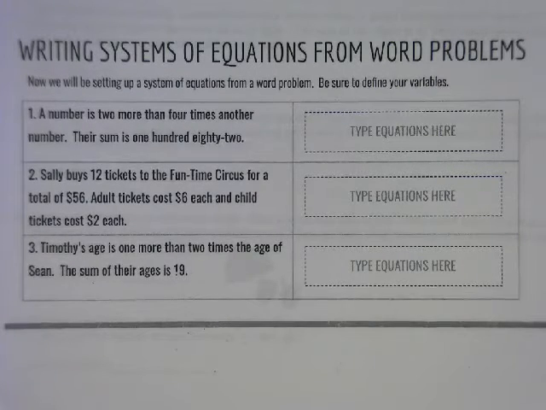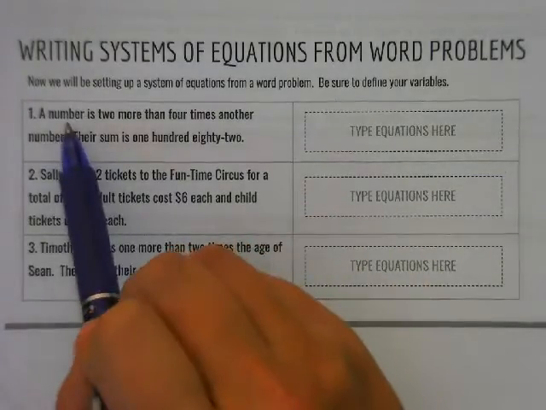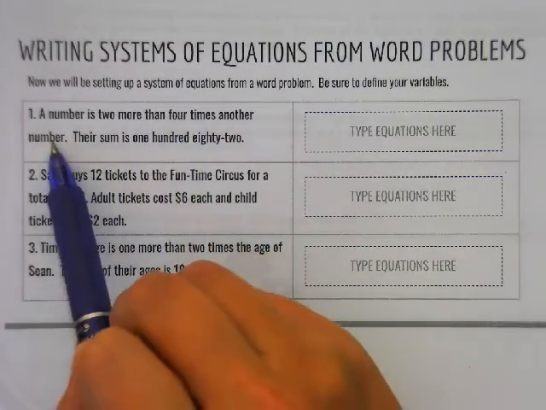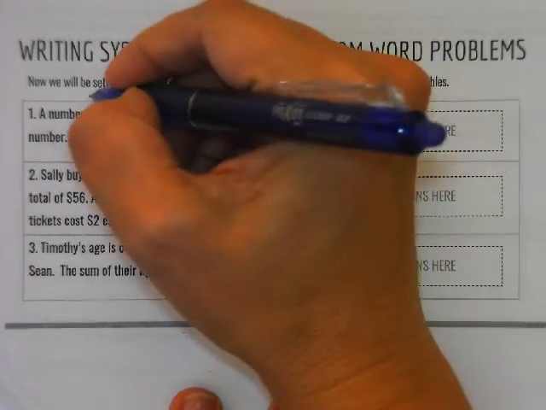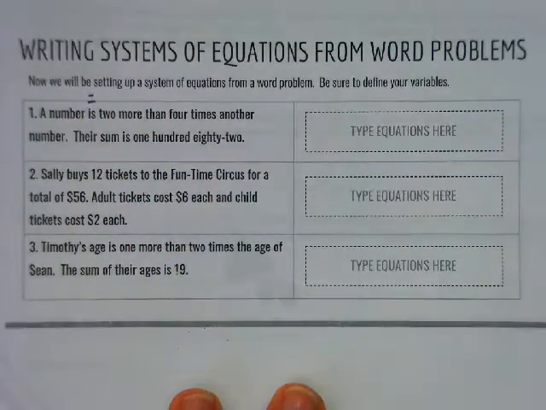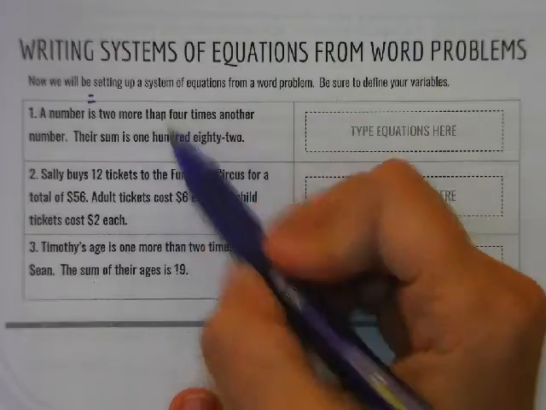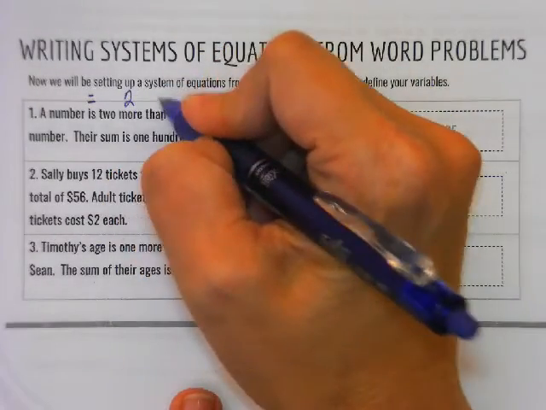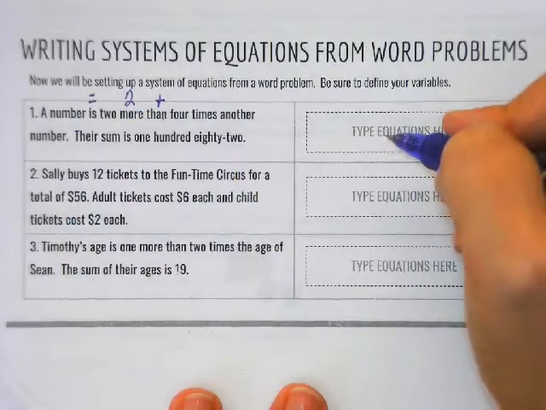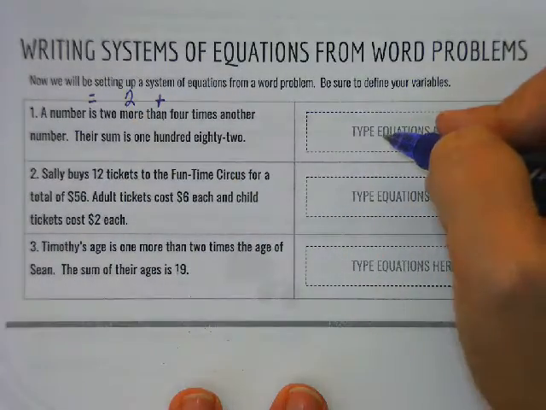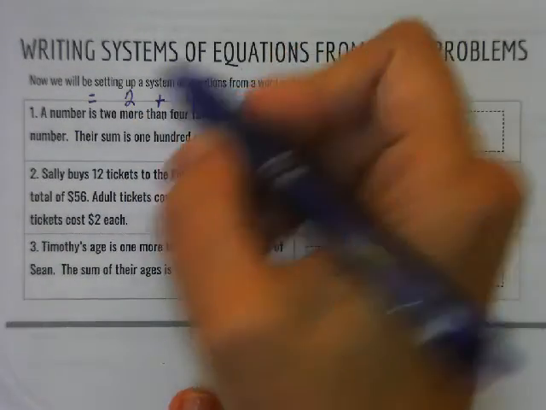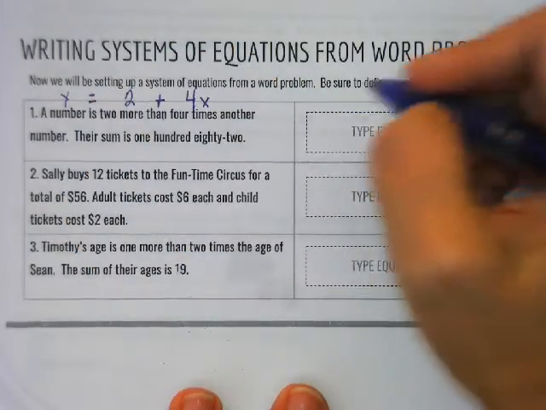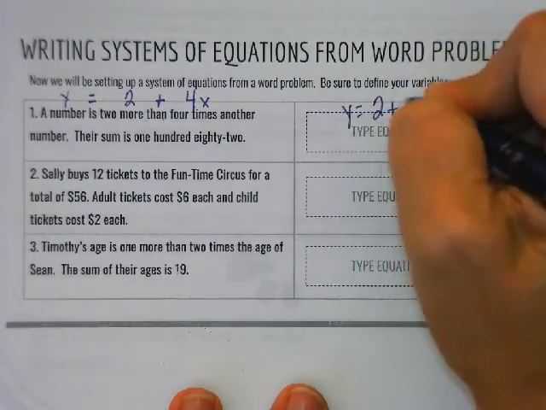All right, so usually it's broken into two sentences. A number is 2 more than 4 times another number. Notice the word is still means equals. 2 more than, what does that look like? Plus 2. 4 times another number. What is that going to look like? 4x. So then what is our original number going to be? It's going to be y. Good. So we can say y equals 2 plus 4x.